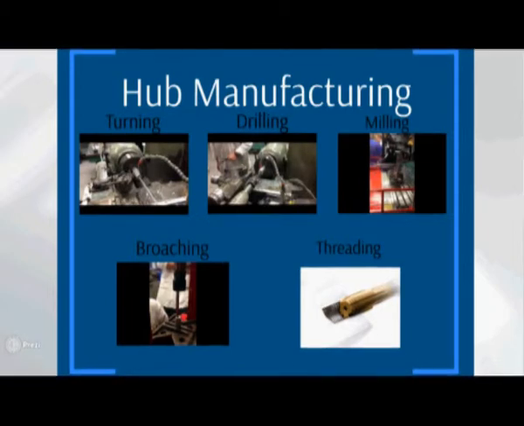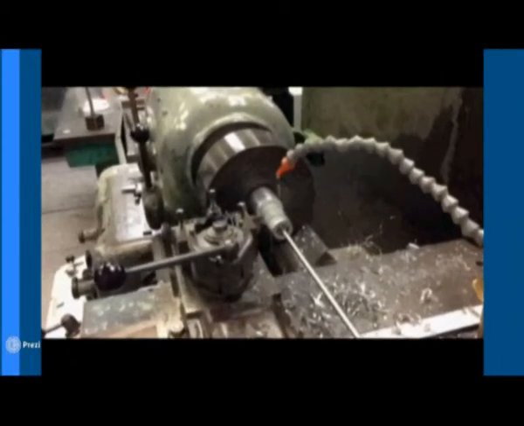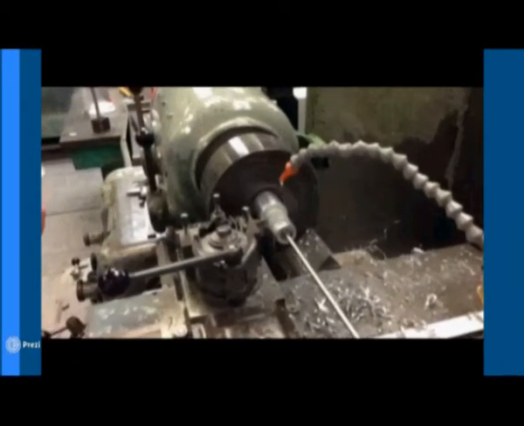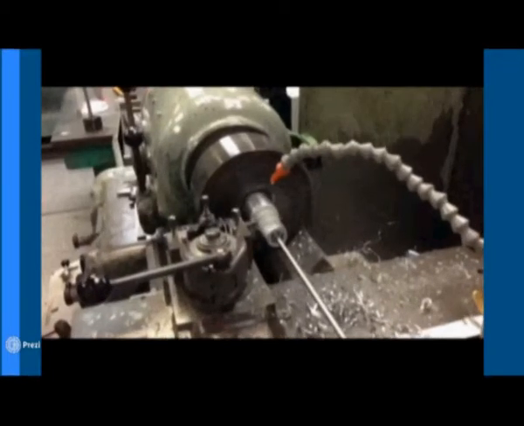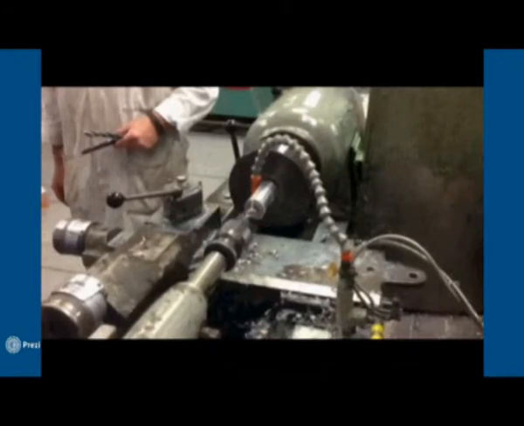Firstly, by using a lathe, a single point cutting tool was used to reduce the diameter of the cylindrical block to the required dimension of the hub. Using the same machine, the tailstock is then used to drill a hole in the center of the block so the hub can fit onto the test rig.